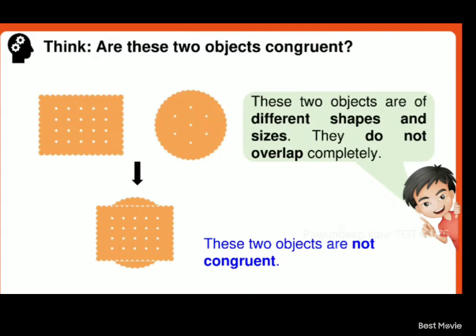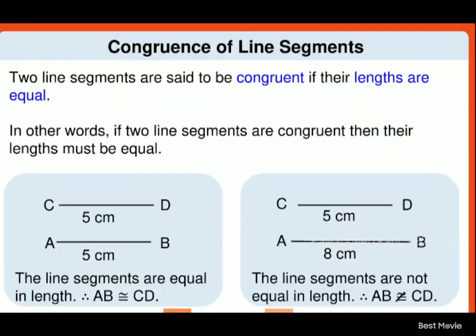So next is, what do you mean by the congruency of line segments? As we have discussed just now, objects which have the same shape and size are known as congruent. Now we are going to learn about line segments. Everyone knows line segments have two endpoints. So congruency of line segments is all about when their lengths are equal.